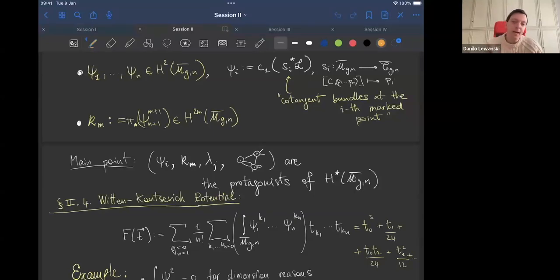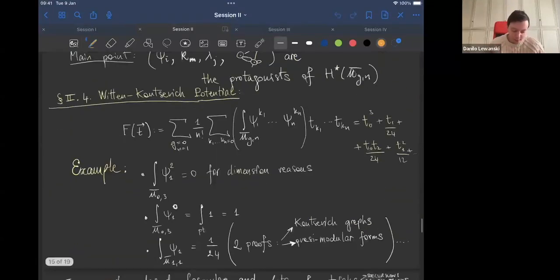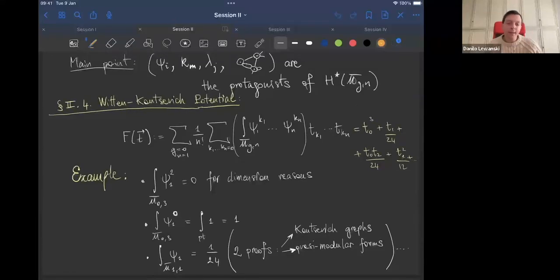So now you have these protagonists, which are these psi classes. They have one complex degree, if you like. Kappa m has complex degree m, and lambda j has complex degree j. And then you also have all of these loci of curves given by stable graphs, and their complex degree is just given by the amount of edges, if you remember. These are the main protagonists of the cohomology of M_g,n bar.